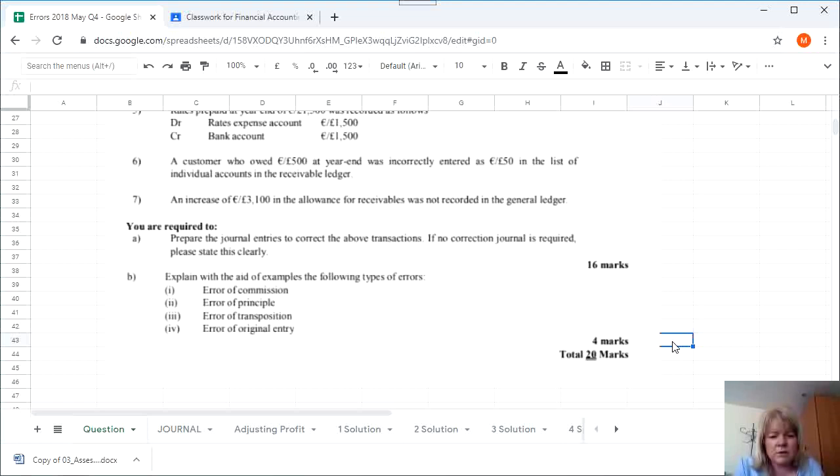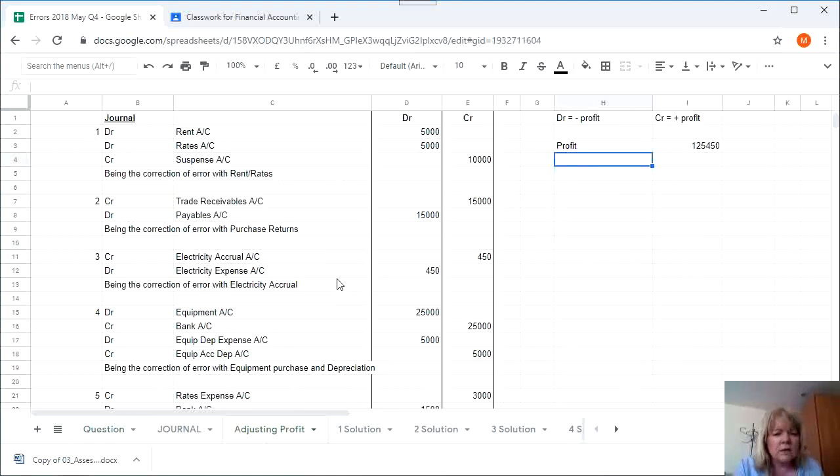But what I do want to talk about is another add-on sometimes you get with this question, where after doing the journal you might be asked to adjust the profit figure. So if I take the journal that I had created for part A, and we'll say, for example, I'm given a profit figure of 125,450.